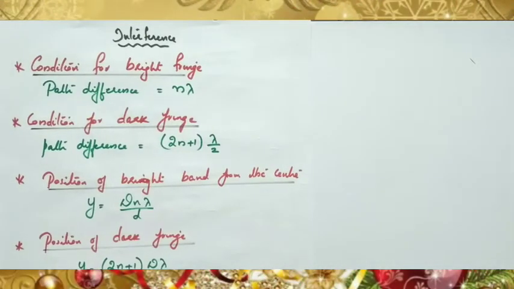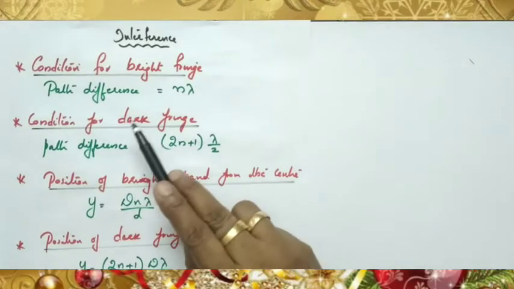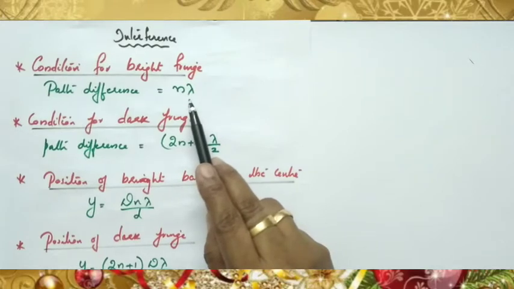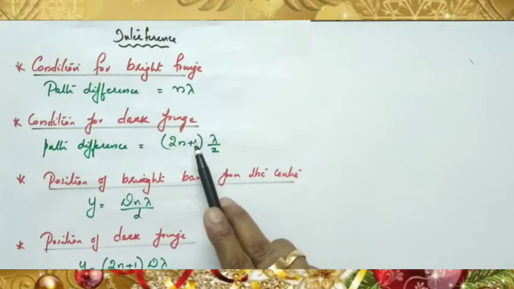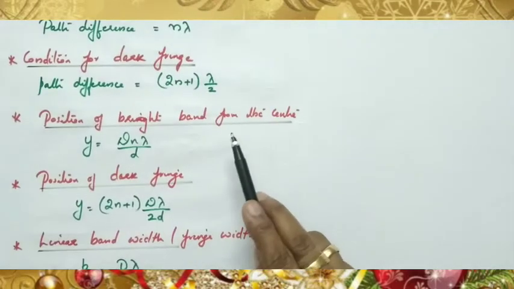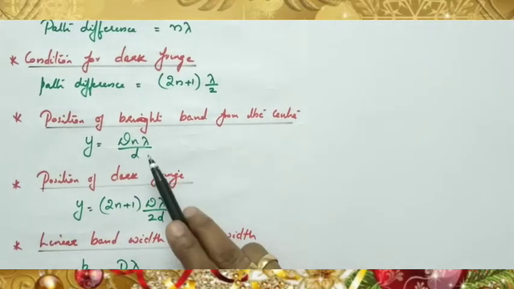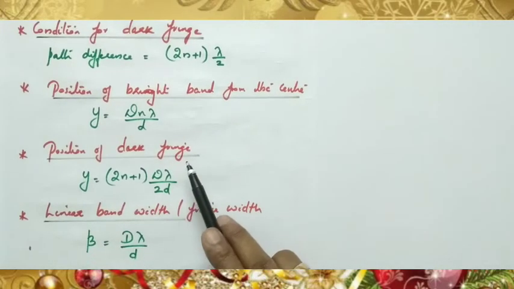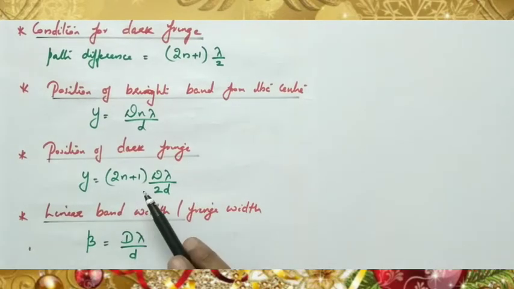In the last class we have studied interference. We had discussed this formula. Condition for bright band is path difference equal to nλ. Condition for dark fringe or dark band is path difference equal to (2n+1)λ/2. Position of all bright bands from the center is y = nDλ/d. Position of all dark bands from the center is y = (2n+1)Dλ/2d.